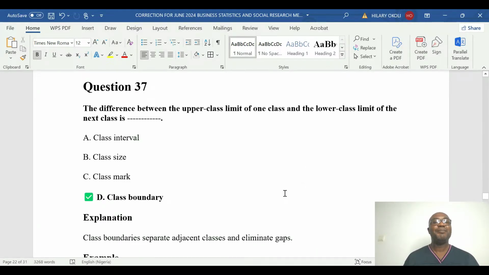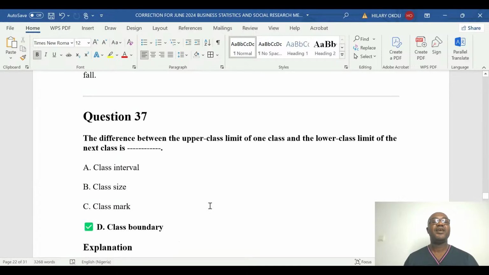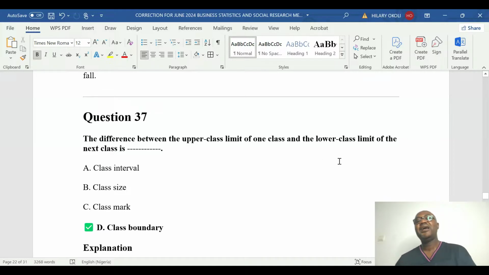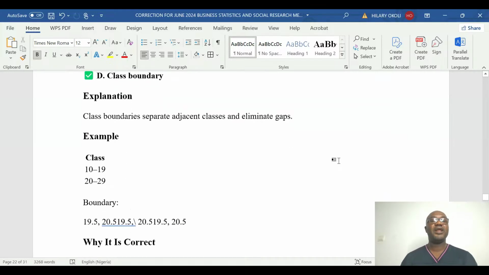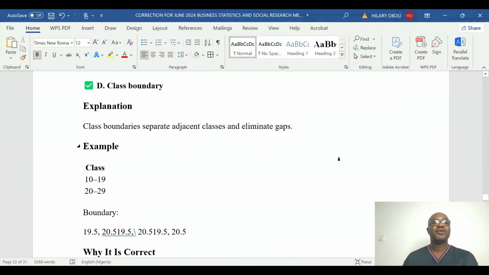Okay, class boundary. We taught about this in class. The difference between the upper class limit of one class and the lower class limit of the next class is called class boundary. So class boundary is the difference between the upper class limit of one class and the lower class limit of the next. The class boundary separates adjacent classes and eliminates gaps.